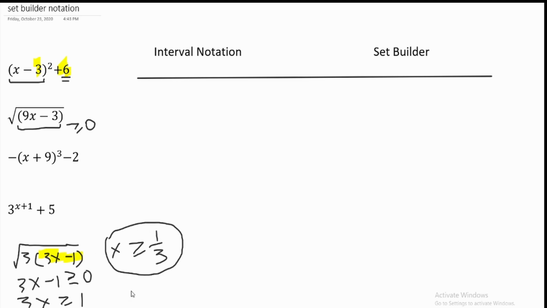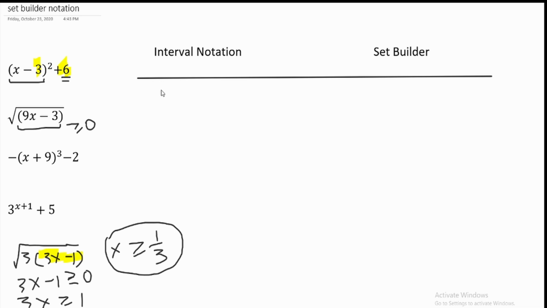What this means is, for the domain of this square root function, x must be greater than or equal to 1/3. Now think about it this way. If we put, for instance, x equals 0 in there, we get 9 times 0 minus 3, then the square root of negative 3. Clearly, that is not defined. But if we put in something such as x equals 1, we get 9 times 1 minus 3, which gives the square root of 6, which is valid.